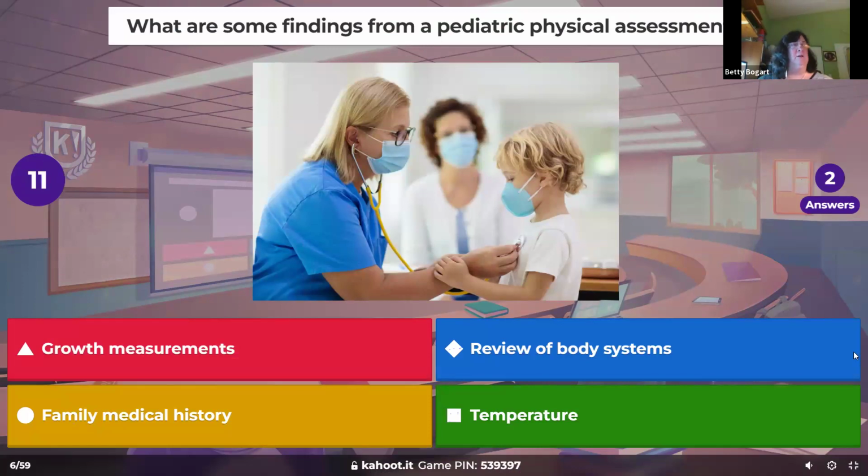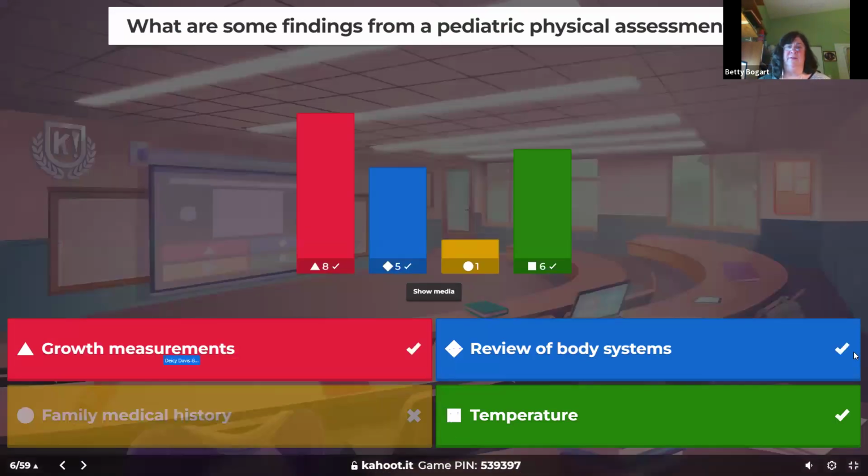A physical assessment. You know, many times quizzes and exams are all about reading the question. A history is a history. Physical is what you touch and see. Growth, body systems, and temperature are all physical, okay? So again, remember, read the question, and what does that mean?